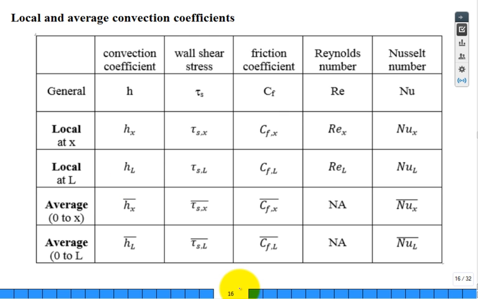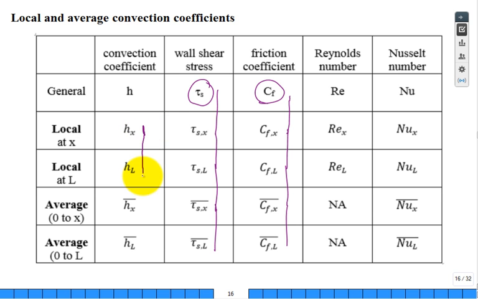Let's try to summarize. There's a lot of things. We're talking about wall shear stress, the friction coefficient, and then we could have the local value and the local value at the trailing edge, L. We could have the average up to some arbitrary x, from 0 to x, or the average from 0 to L. Likewise, the local skin friction coefficient, the local skin friction coefficient at L, the average from 0 to x, or the average 0 to L. Now you add the local convection coefficient, the convection coefficient at the trailing edge at x equal to L, the average from 0 to x, or the average 0 to L.